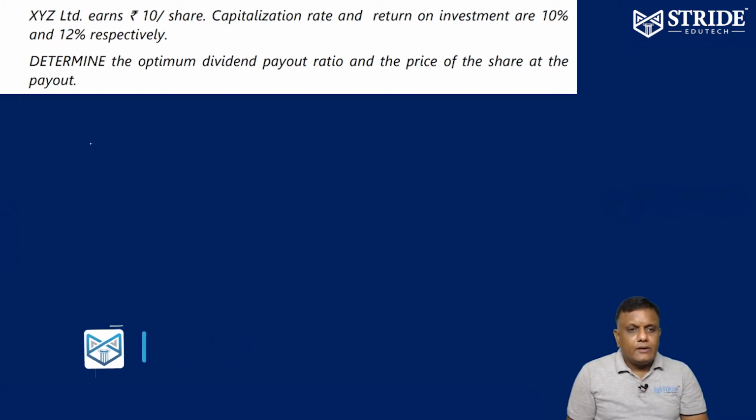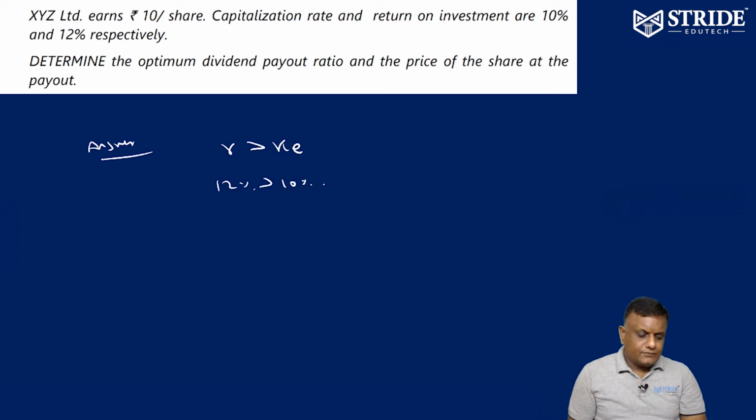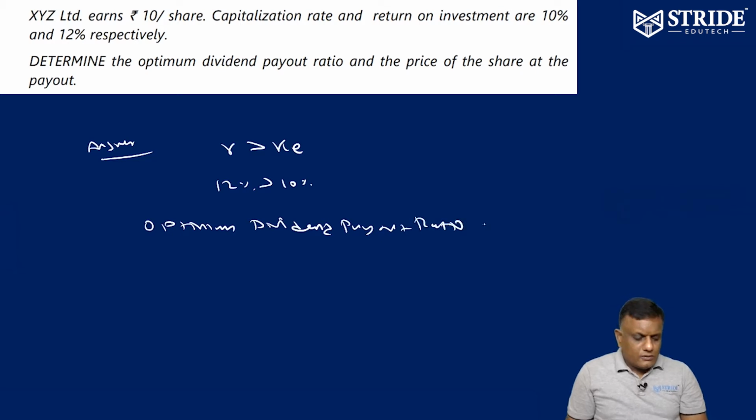Right here, R is greater than KE. That is, 12% is more than 10%. So the optimum dividend payout ratio is 0.